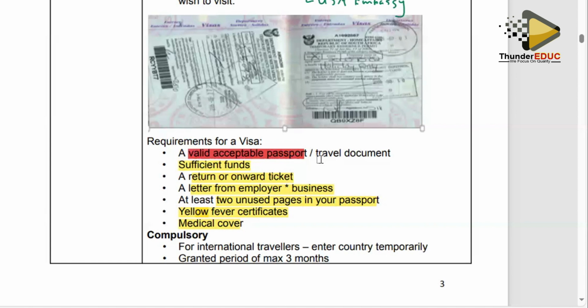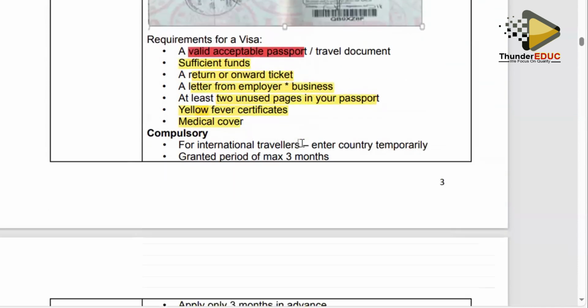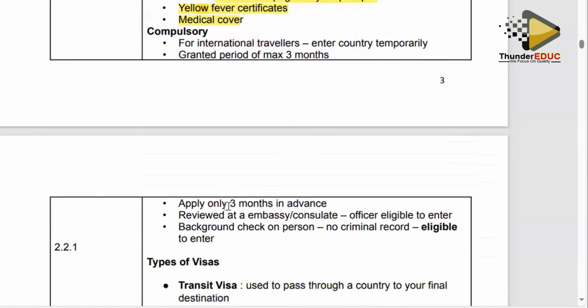Then the compulsory. We also have, for international travelers who enter the country temporarily, they are granted a maximum period of 3 months. That is for international travelers. Then you also apply only 3 months in advance, which is reviewed at an embassy or consulate. The officer reviews whether you are eligible to enter. Then the background check on the person, no criminal record. So these are some of the things you're supposed to do: apply for your visa 3 months in advance before you go to the place which you want to visit. Then they also do a background check. Does that person have a criminal record? So they also do this background check as well.